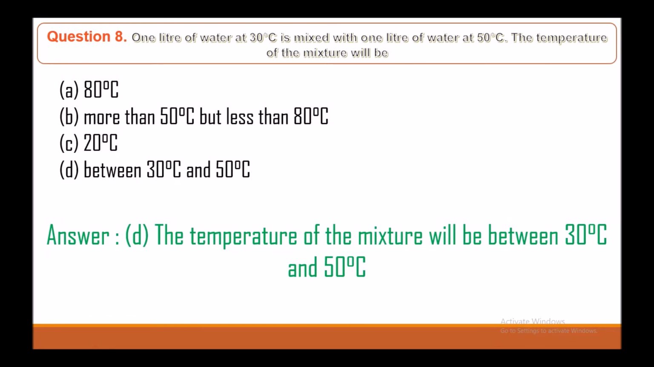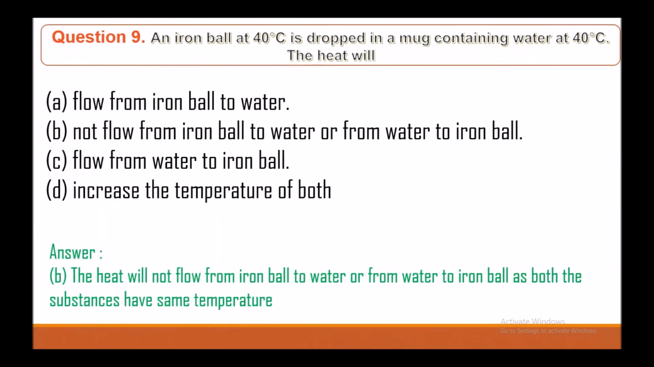Next question. An iron ball at 40 degrees Celsius is dropped in a mug containing water at 40 degrees Celsius. The heat will flow from iron ball to water, not flow from iron ball to water or from water to iron ball, flow from water to iron ball, or increase the temperature of both. So the answer is B. The heat will not flow from iron ball to water or from water to iron ball, as both the substances have the same temperature.